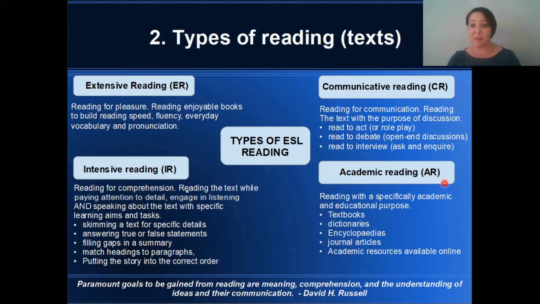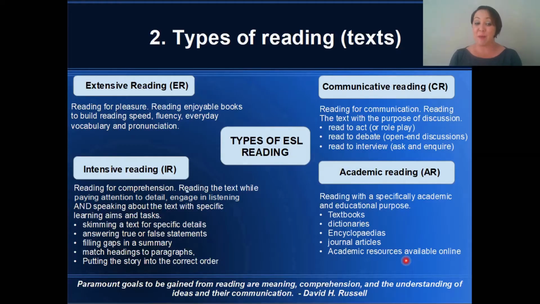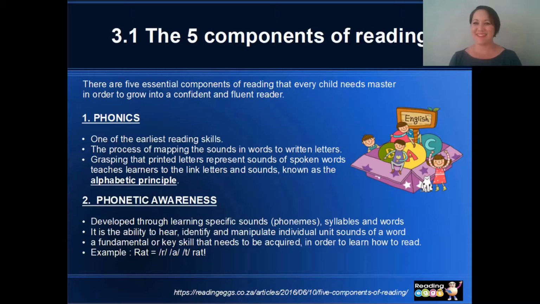So examples of those type of reading texts would be textbooks, dictionaries, encyclopedias, journal articles, or any academic resource you might find online. Now, David A. Russell had a very nice quote, and I put it at the bottom of the slide. He said, "The paramount goal gained from reading are meaning, comprehension, and understanding of ideas and their communication." So the purpose of reading is to absorb and to give back.